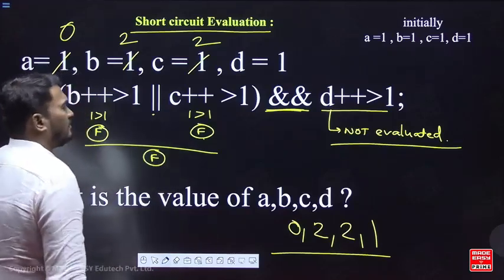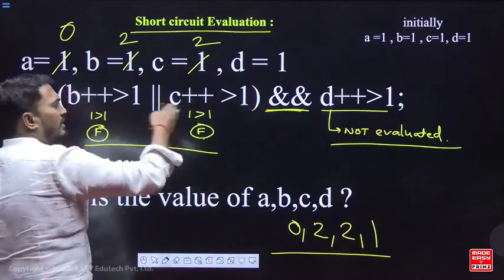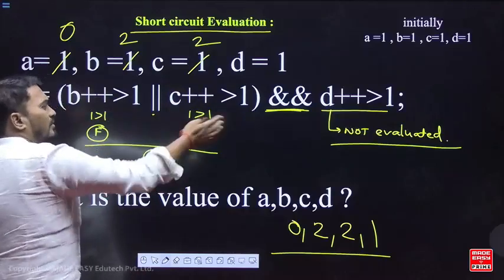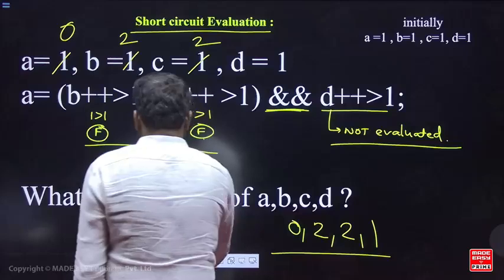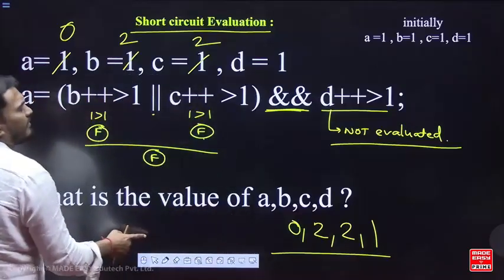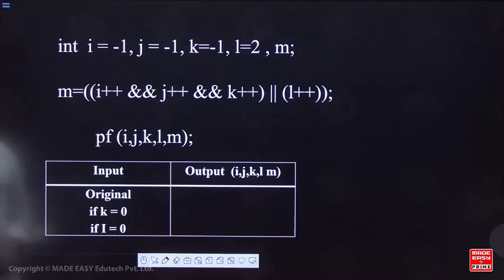Okay, remember it will not evaluate from this side. This side only it will evaluate. Bracket is having high precedence. Right. So let's solve the next one. Copy kar lo. Okay, so take this.